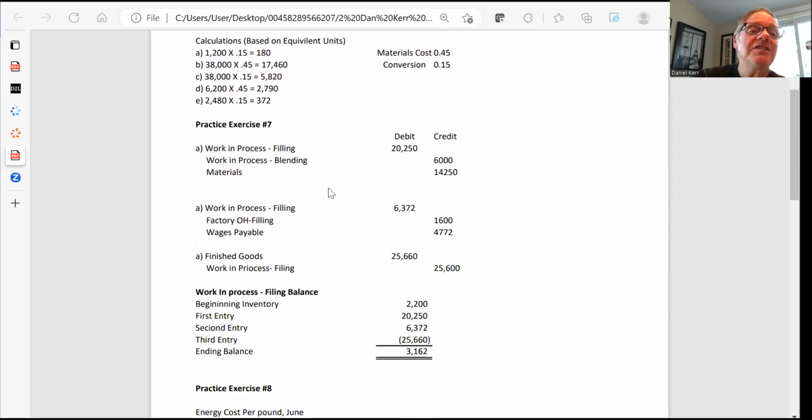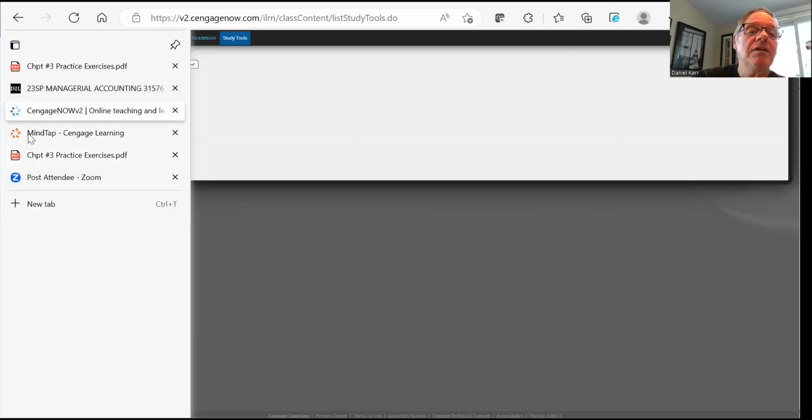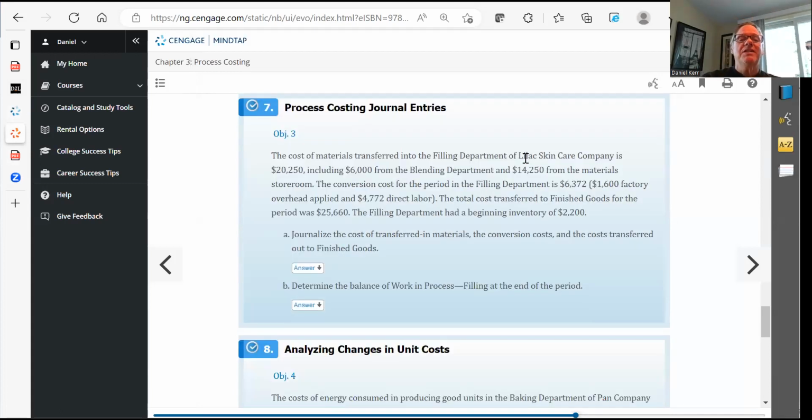Let me go back to exercise 7 for a moment. They want us to process journal entries. We did this one in class as well. The cost of materials transferred into the filling department of the skincare company here is $20,500, which includes $6,000 from the blending department and $14,250 from the materials. So what you're going to end up doing is you're going to have to do journal entries for all these things.